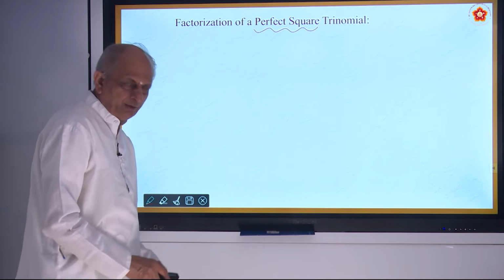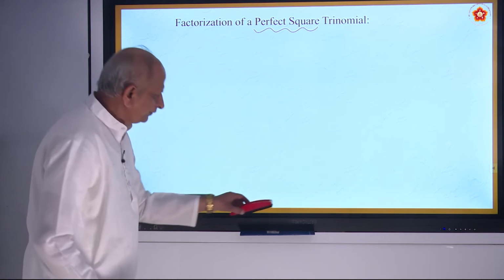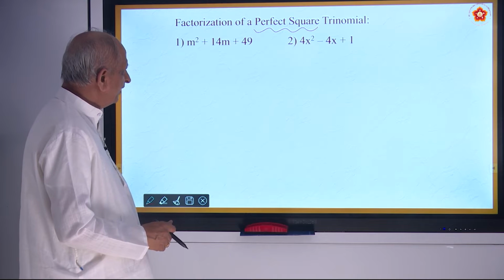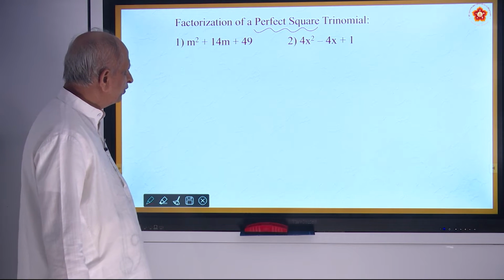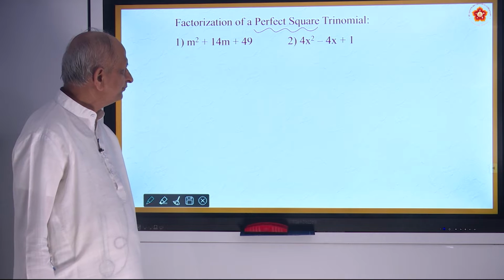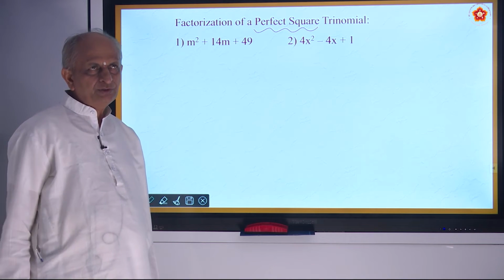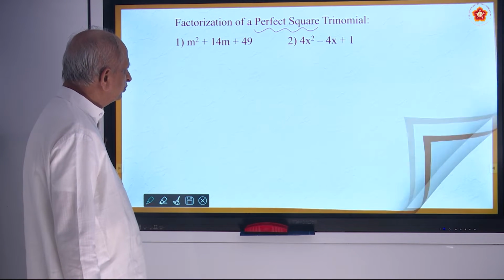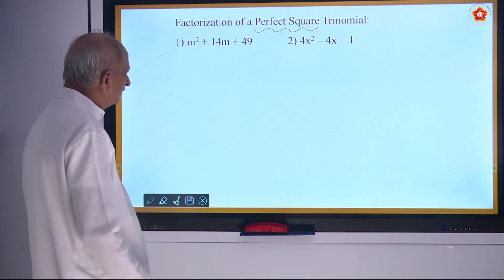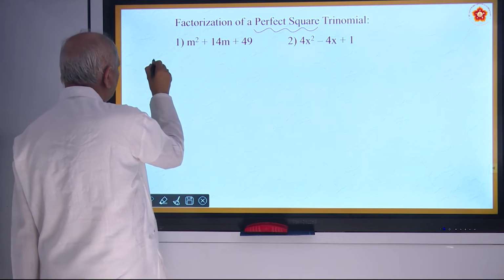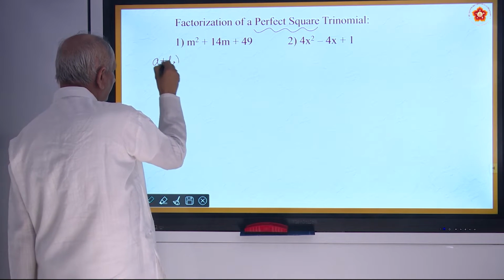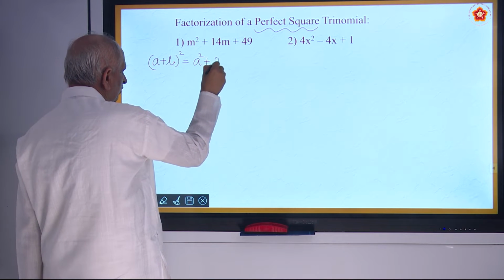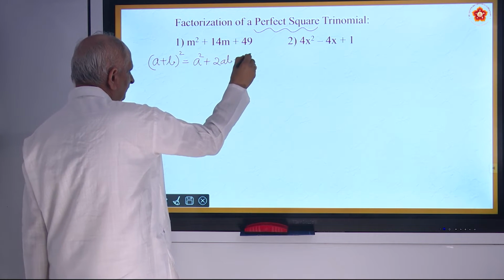So you have a perfect square trinomial. One example is m squared plus 14m plus 49. Here you know that formula. If there is a plus in between, you have a squared plus 2ab plus b squared. Correct? So the formula is (a plus b) whole square is equal to a squared plus 2ab plus b squared.